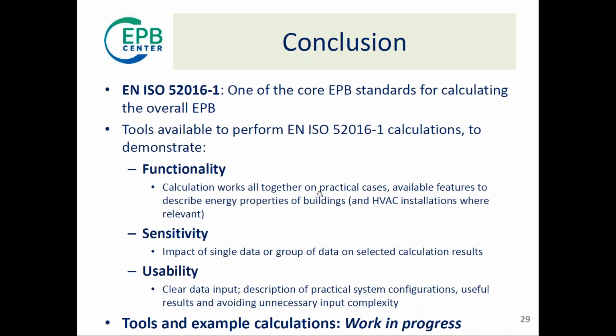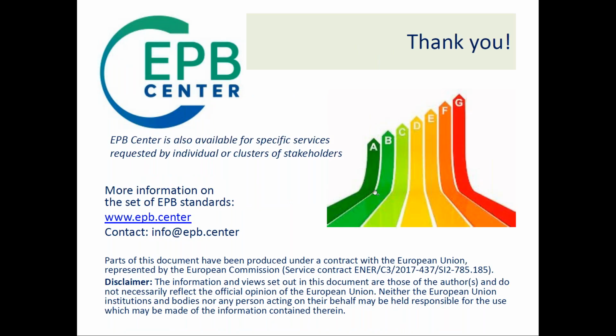And this brings me to the last slide to conclude. Well, EN ISO 52016 Part 1 is one of the core EPB standards for calculating the overall energy performance of buildings. There are tools available to perform the calculations according to the standard, and these are capable to demonstrate the functionality and the sensitivity and the usability, as Jaap already introduced in his introduction. And there are tools and example calculations being made. So some of the tools are available, others are under development, and so this is work in progress. And this concludes my presentation, and I thank you very much for your attention, and I'll give the floor back to the organizer or to Laurent.